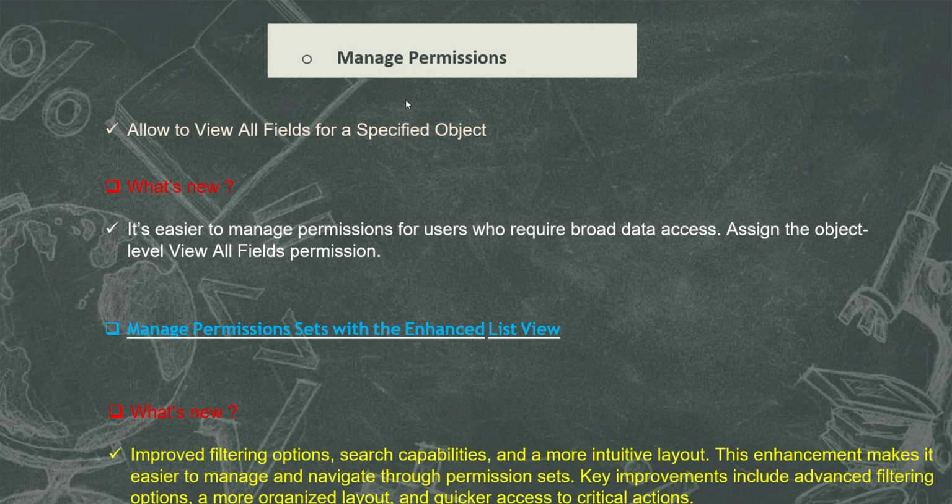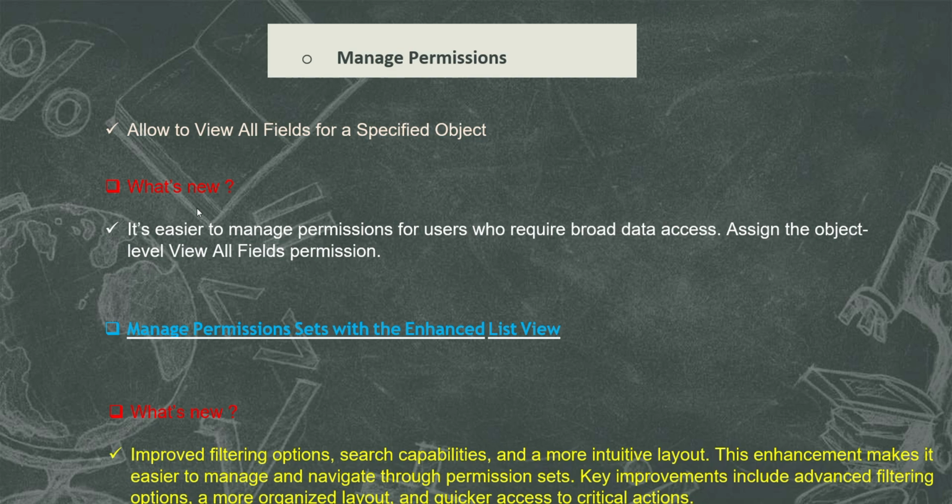The fifth one is manage permissions that allow viewing all fields for a specific object. What's new in this? It is easier to manage permissions for users who require broad data access. Assign object-level and field-level permissions, and manage permission sets with the enhanced list view. So what's new? In this, allow all fields for a specific object.